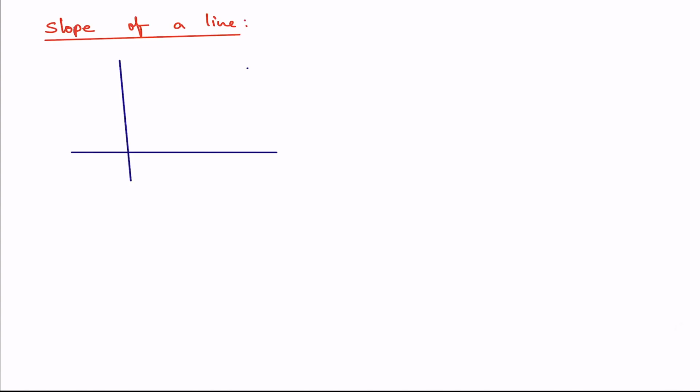Next, second concept, slope of a line. Consider a coordinate axis. There is a line whose inclination is theta. What is inclination? An angle made by a line. Then the slope of this line is denoted by m and it is defined as tan theta.